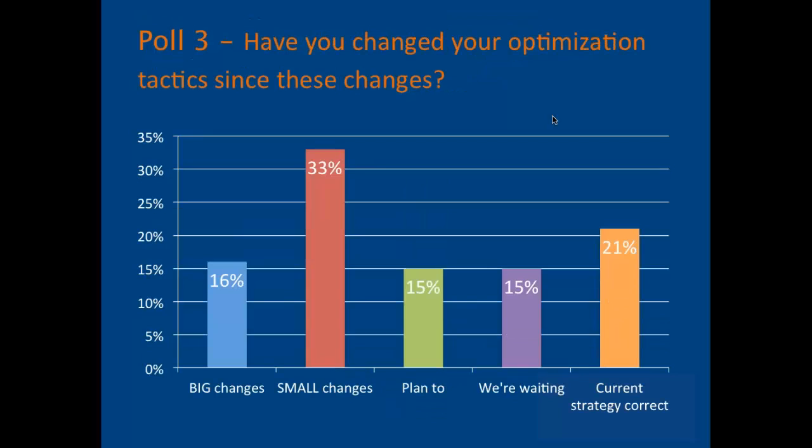So looking at the answer to question 3, have you changed your strategy, your tactics since these changes? Actually, about 50% have made a change to what they do, some small, some big. Whereas a number haven't, and some said, you know what, 20% said our current strategy is correct. So interesting, there's a fairly even split between people who have made changes or are planning to, and who are waiting to see what happens, or think they've got the right mix with their strategy.